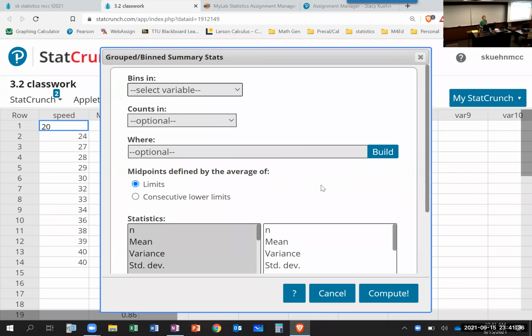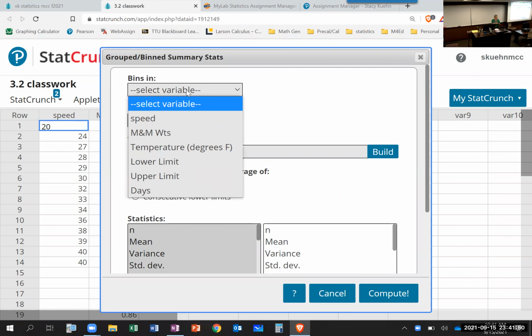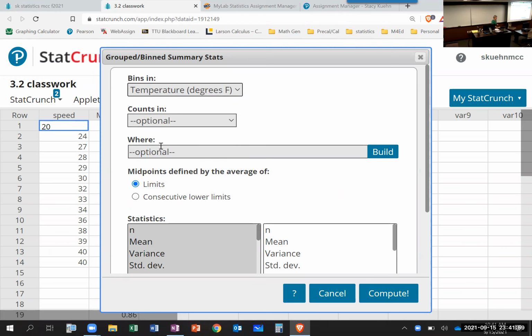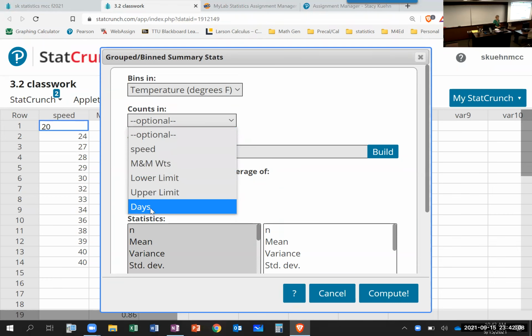Now these commands to StatCrunch are always in the technology help part of your homework. All you have to do is click that button for help on it and choose the option for StatCrunch. So the bins, remember we have to have where those bins were located, and in this case it was those individual temperature ranges. That's what it means by the bins. The counts would be the frequency that each of those temperature occurrences happen. So that was the days.